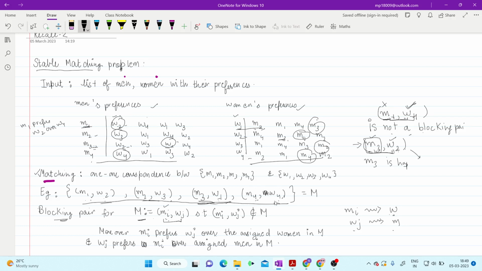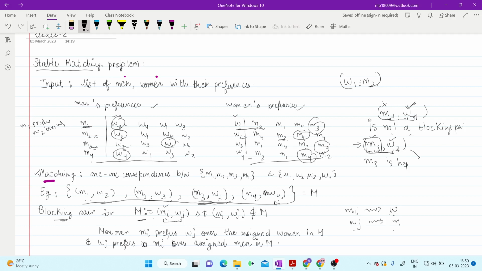First preference of W1 is M2, but M2 W1 is not a blocking pair because M2 has been assigned W. So if you look at W1 M2, M2 prefers W3 over W1. So M2 does not want to change. Therefore, W1 M2 is not a blocking pair. So it's not necessary that the first preferences will come out to be blocking pairs.